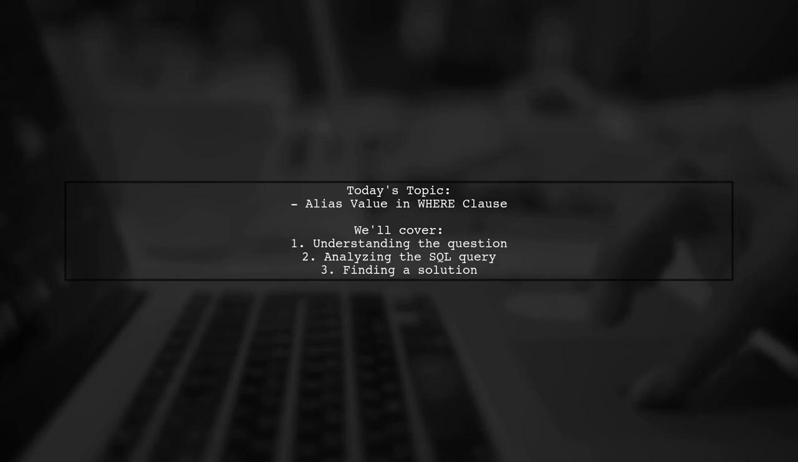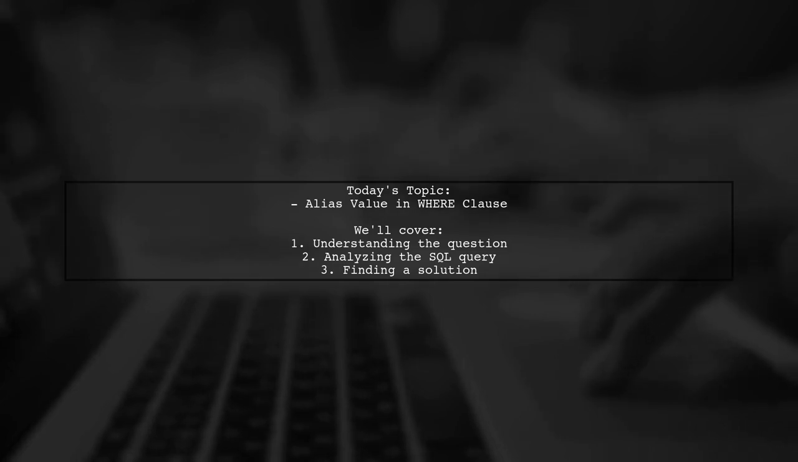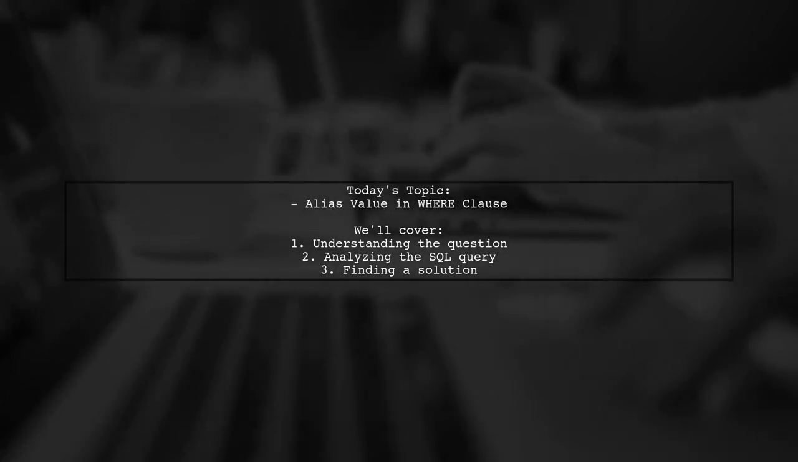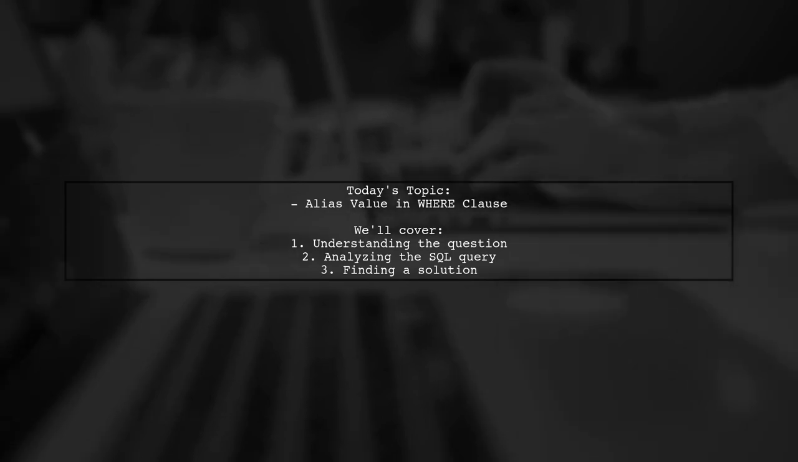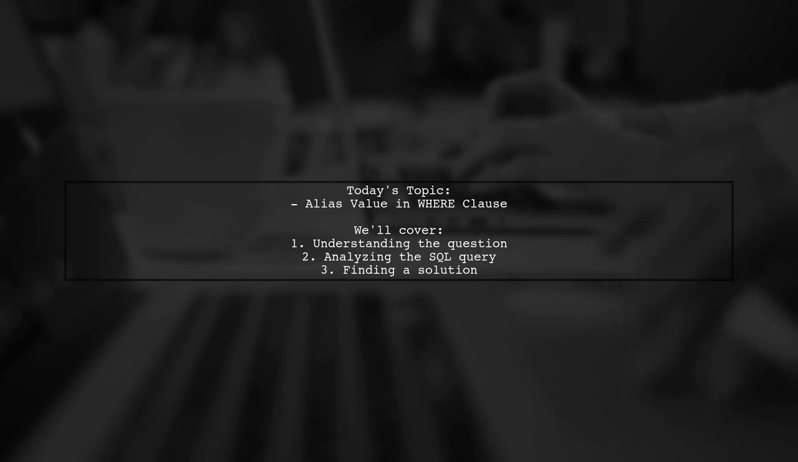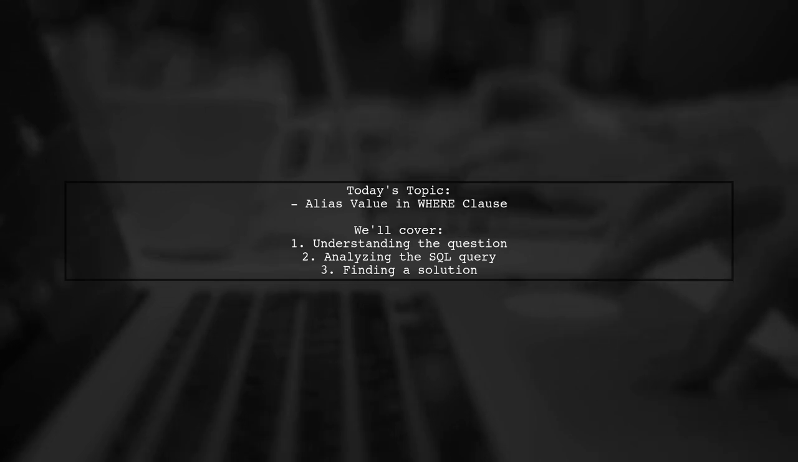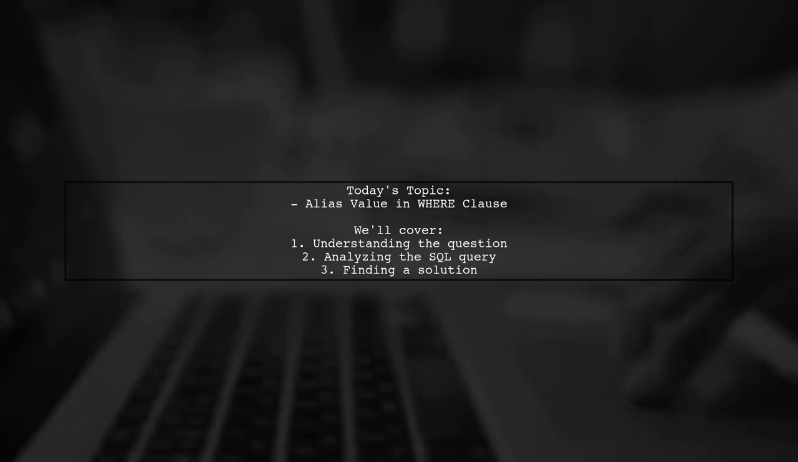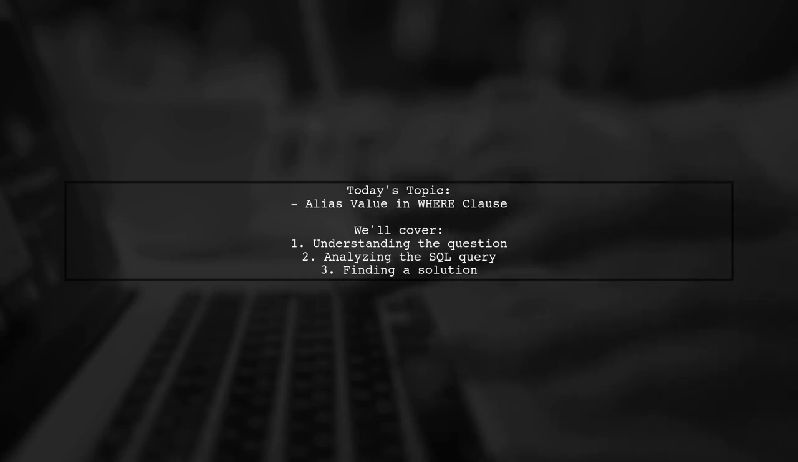Today we're tackling a question that many developers encounter when working with queries. Our viewer is curious about how to use an alias value in the where clause of the same query. Specifically, they want to filter results based on a distance condition that they are calculating within the query itself. Let's break it down and explore how to achieve this effectively.